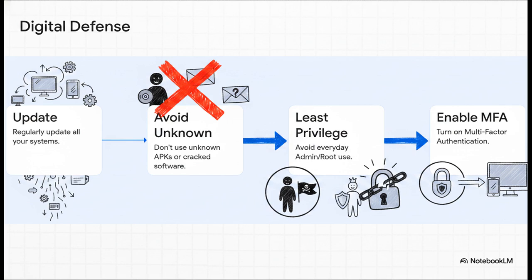Step 2, stop downloading sketchy software. No cracked apps, no random APKs, no weird email links. That's exactly how exploits get in. Step 3, use the principle of least privilege. Don't do your everyday web browsing on an admin or root account. If you get hit, the malware inherits the permissions you're currently using. And Step 4, turn on multi-factor authentication. Even if an exploit grabs your passwords, MFA puts a massive brick wall between the attacker and your accounts.